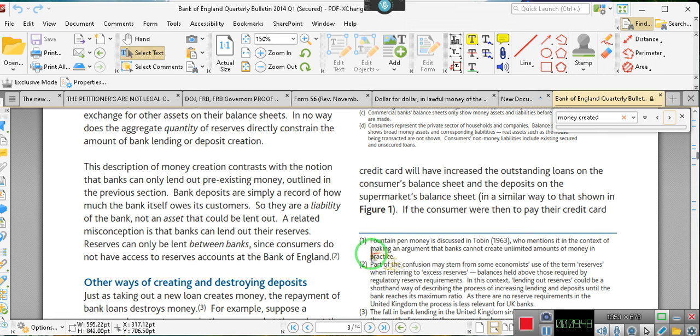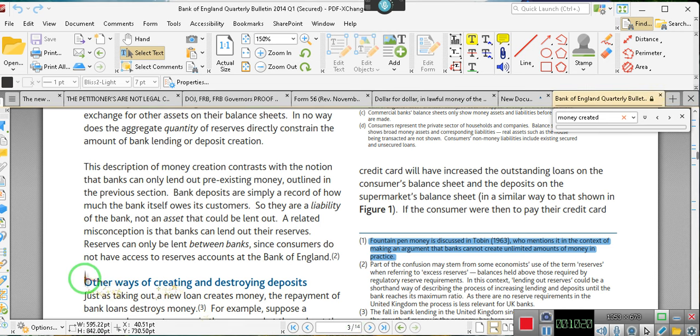Anyway, fountain pen money is discussed in Tobin, 1963, who mentioned, and this is before the Credit River case, who mentions it in a context of making an argument that banks cannot create unlimited amounts of money in practice. In practice, people, ta-da. This has been going on for quite some time. It is a practice.